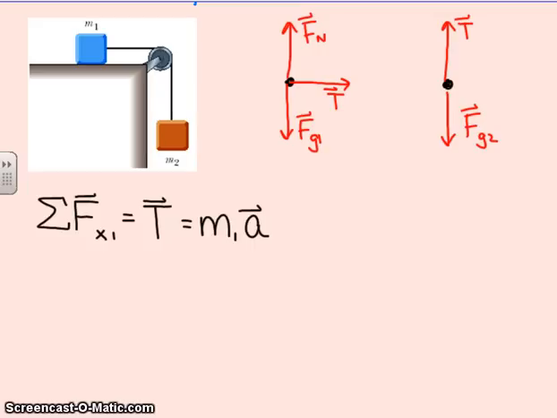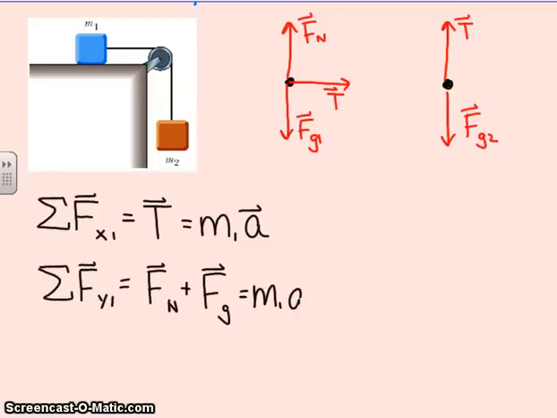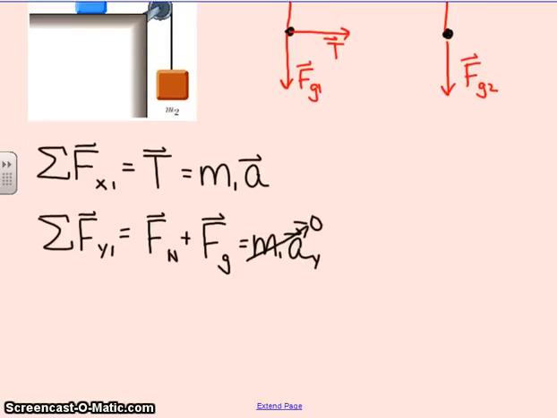Looking at M1, you can tell right off the bat, M1 does not accelerate in the y direction, only in the x direction. So when I write my net force equation in the y direction, which includes the normal force and the force of gravity, I'm going to set those two added together to be equal to 0, because the acceleration in the y direction is 0. That means that the normal force is equal in magnitude and opposite in direction to the force of gravity.